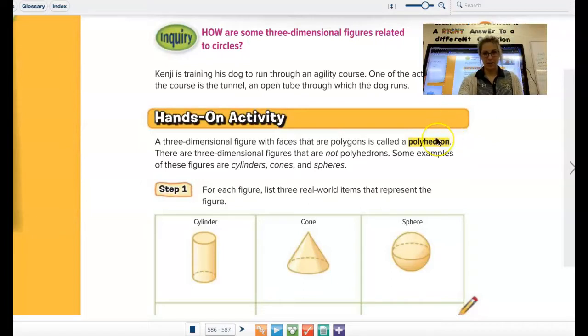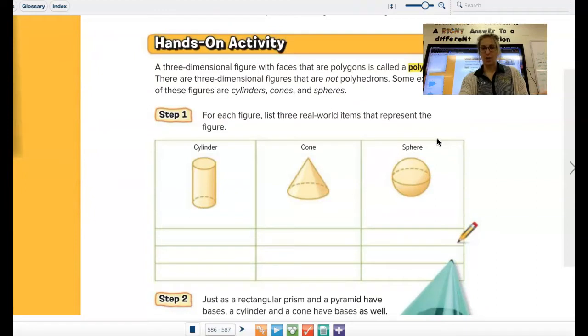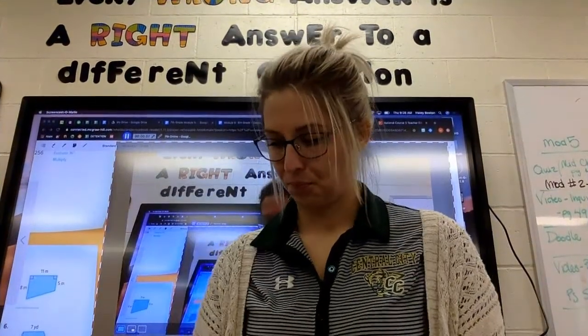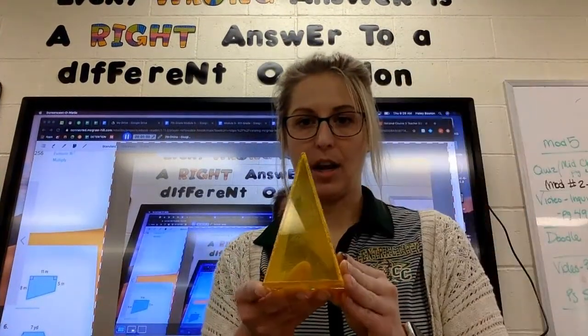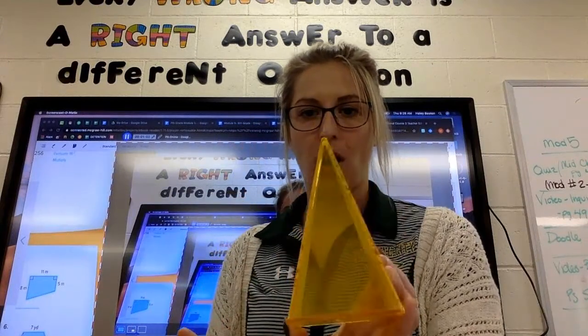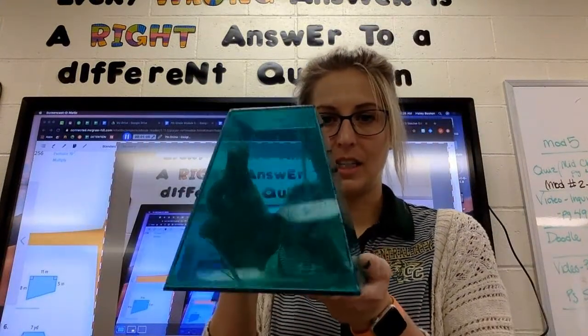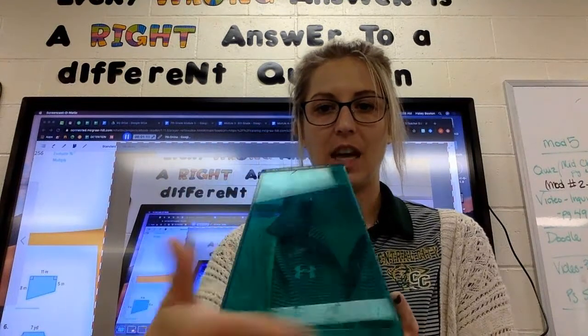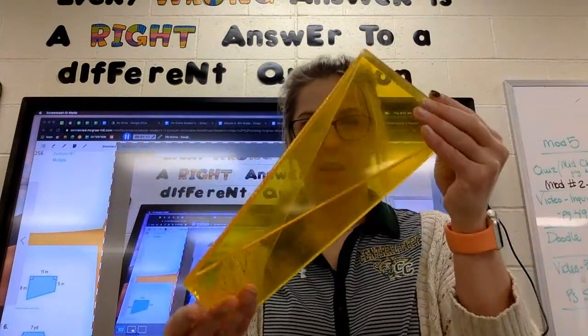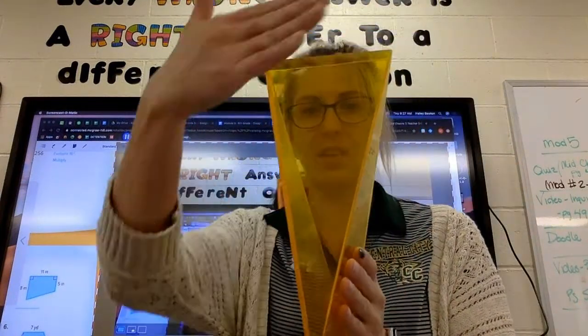So our activity is a three-dimensional figure with faces that are polygons, called polyhedrons. A polyhedron is like a pyramid because the face of it right here is a polygon. It's a triangle. Another polyhedron is going to be this shape because the face of it is a trapezoid. And then we have this cool little figure, and it is a polyhedron because the face of it is a triangle.